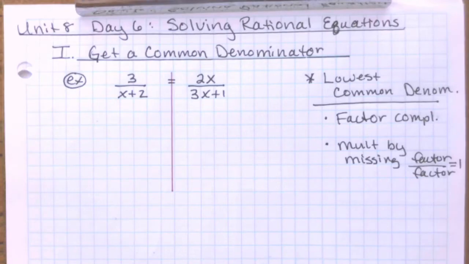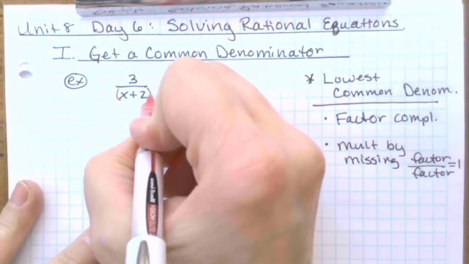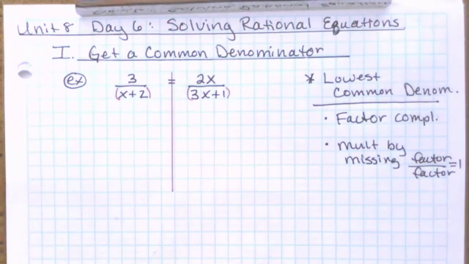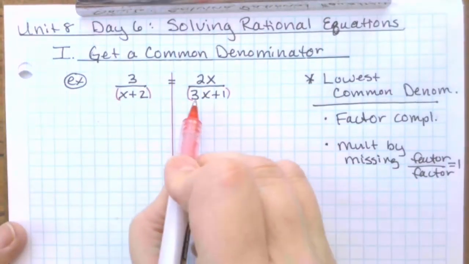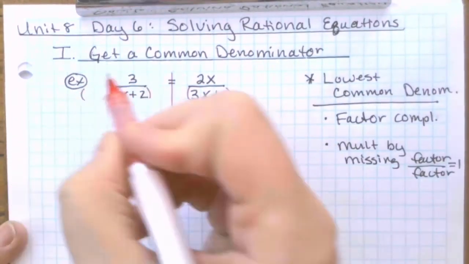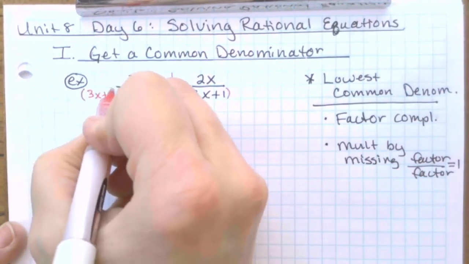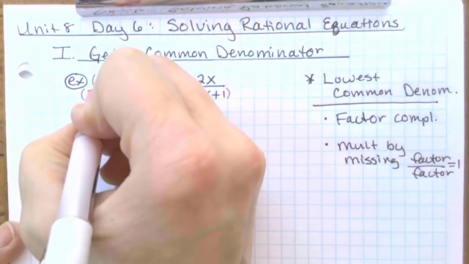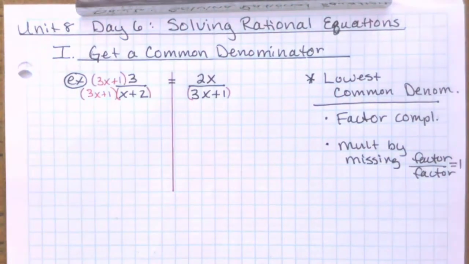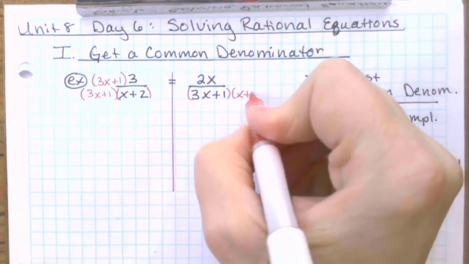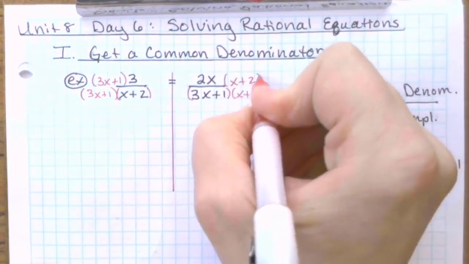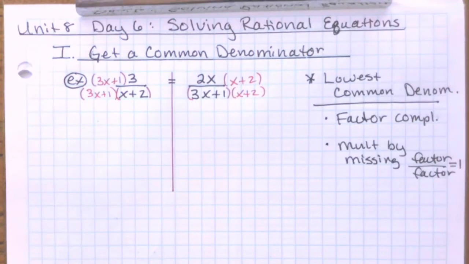So first thing we're going to look at is, can we factor any more? And this one's really easy because no, the bottoms are already factored. So now we're going to get the lowest common denominator on the left and the right. So the left one is missing this factor. So I'm going to multiply the bottom by 3x plus 1, which means I need to multiply the top by 3x plus 1. Now I'm going to do the same on the other fraction. It has a 3x plus 1. It needs an x plus 2. So I'm going to multiply by x plus 2 over itself.